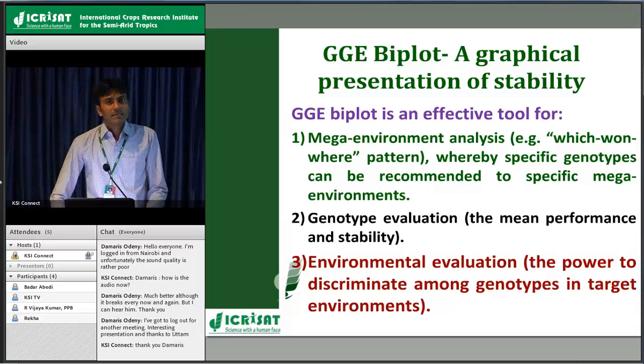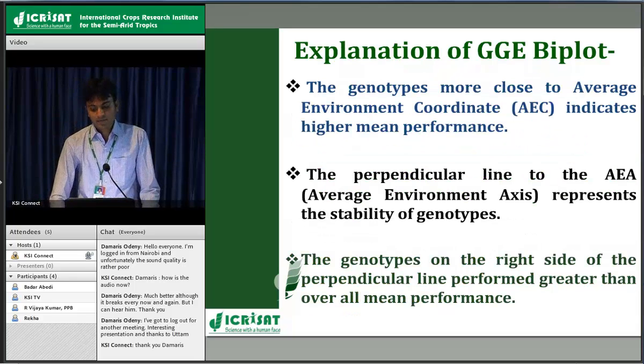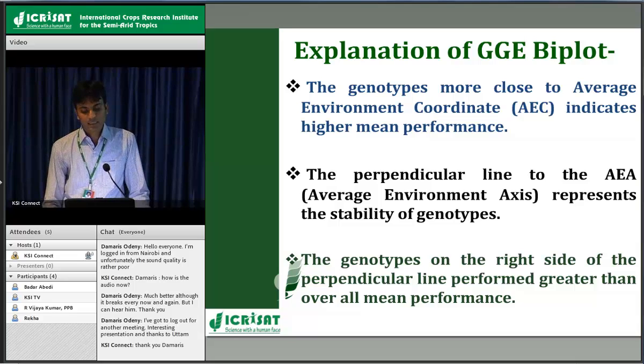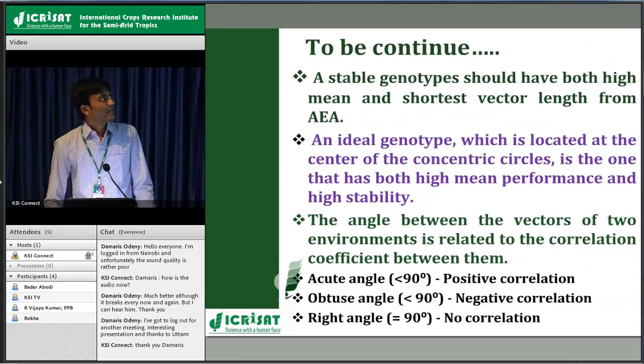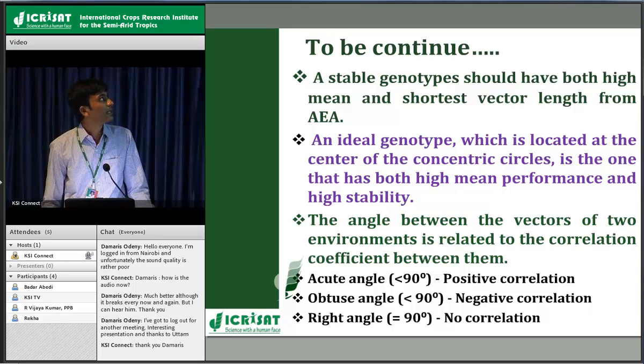Explanation of the GGE biplot technique. Here I put up some points to explain it. The genotype closer to the average environmental coordinate indicates higher mean performance. The perpendicular line to the average environmental axis represents the stability of the genotype. Genotypes on the right side of the perpendicular line show higher mean, and genotypes on the left side show lower mean performance. A stable genotype should have both higher mean performance as well as the least vector length from the average environmental axis.